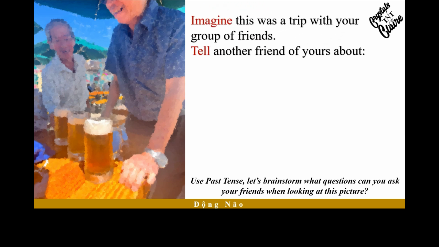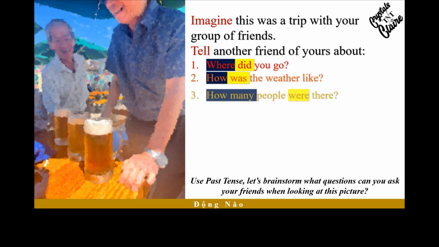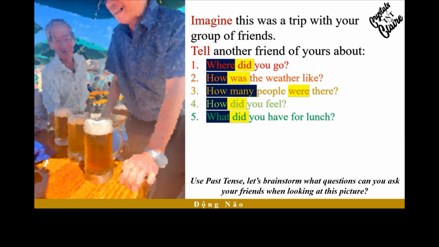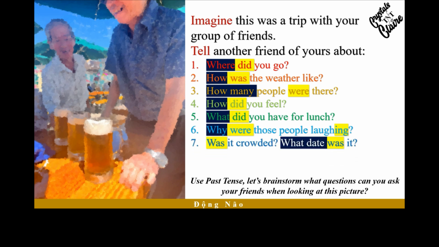Like that. Okay. Imagine this was a trip with your group of friends. Tell another friend of yours about where did you go? Okay, where did you go? How was the weather like? How many people were there? How did you feel? What did you have for lunch? Why are those people laughing? Was it crowded? What date was it? And was it an unforgettable trip? Why? Okay, tell your friend. Tell your friend about a trip of you and this friend.